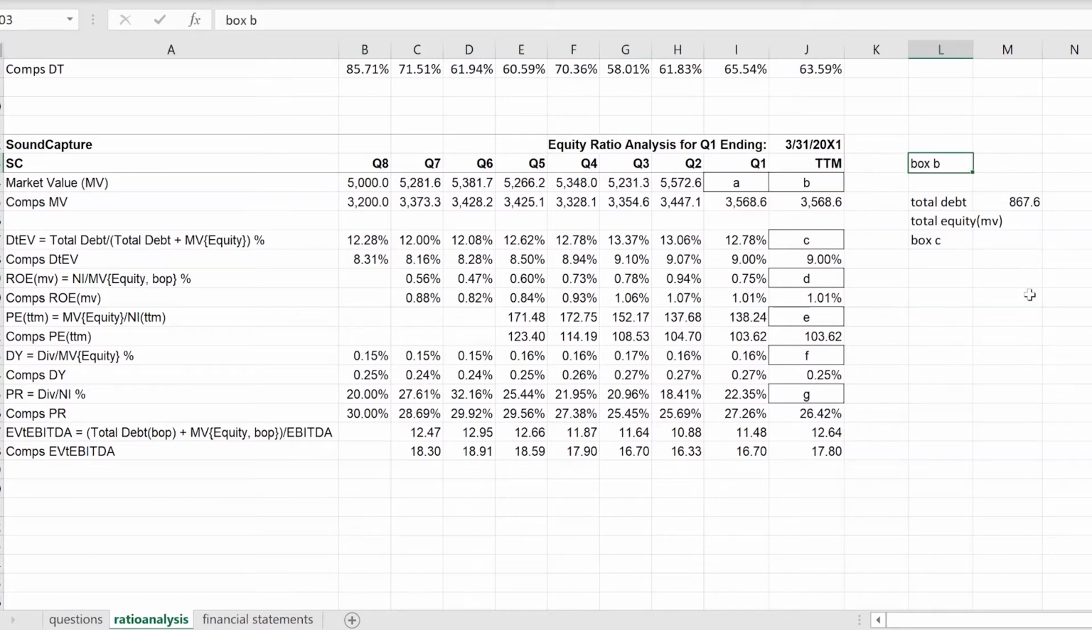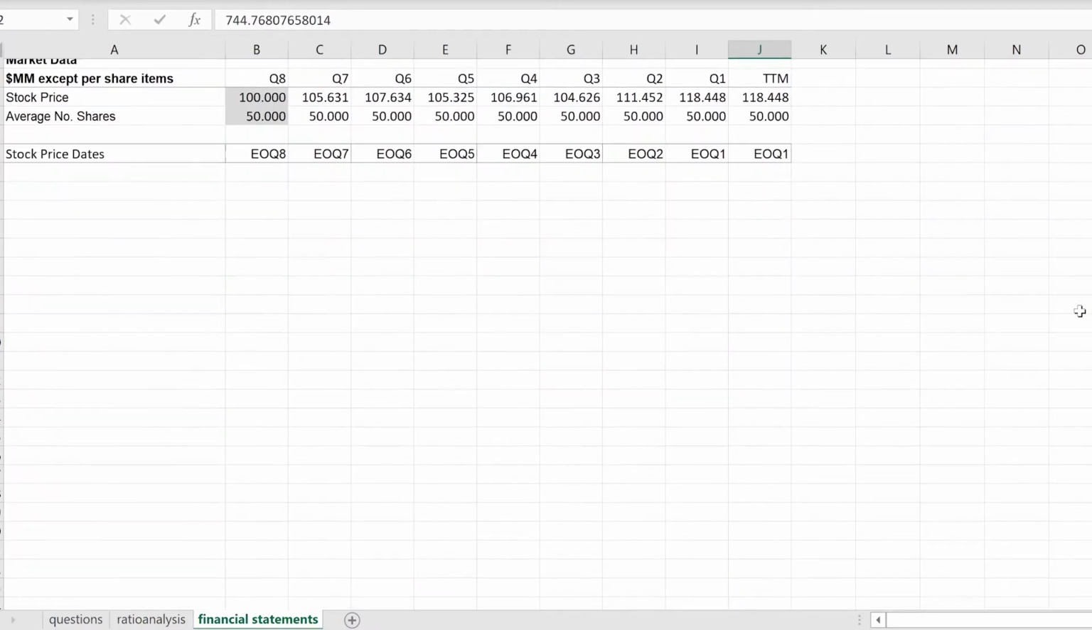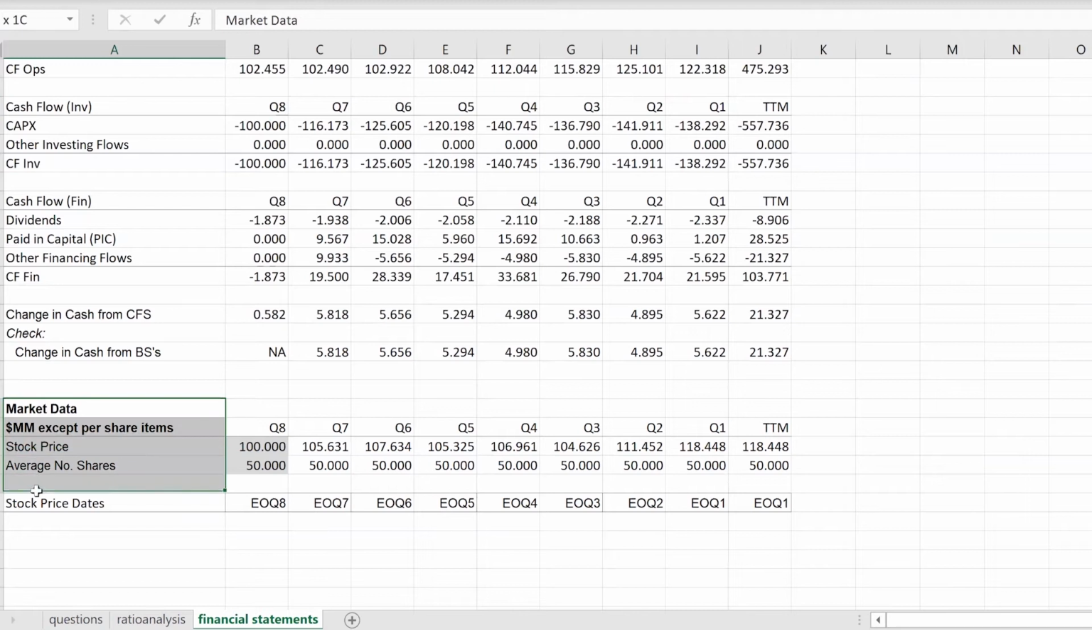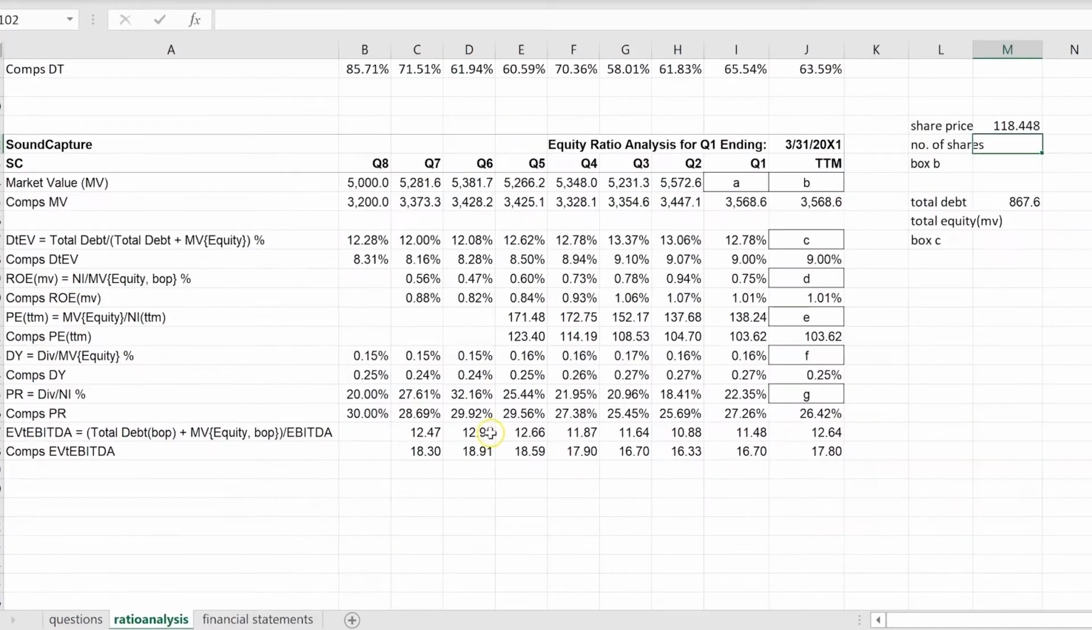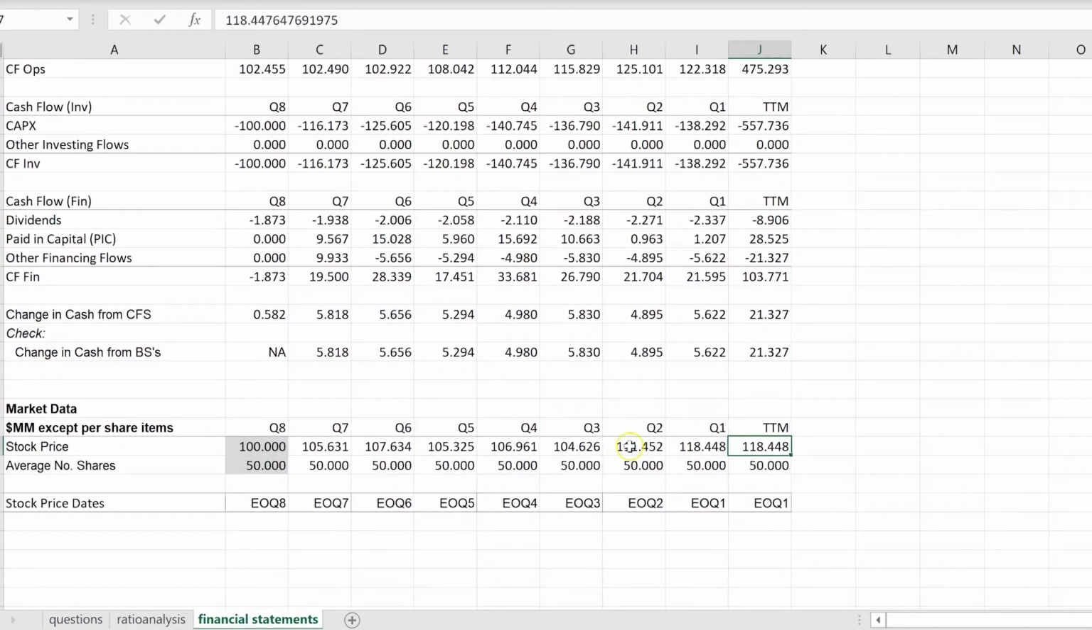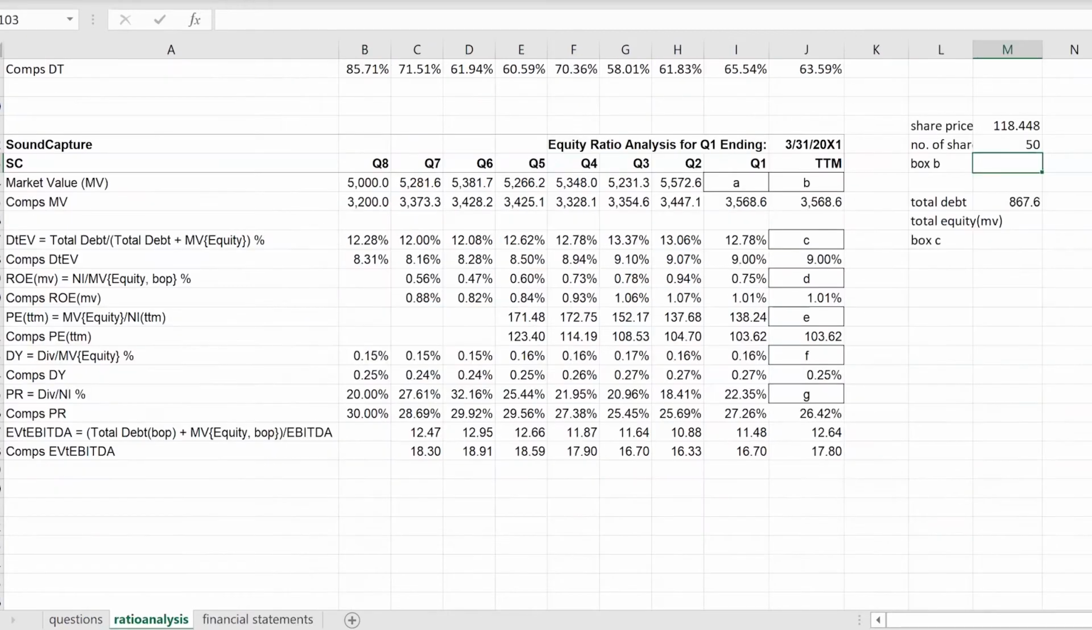So to solve for total equity of market value, we are going to need the share price as well as the number of shares. All right, so we'll go find this on the financial statements. Way down here, we should have some market data available to us. Market data, and then right here's what we need, the stock price and the average number of shares. Right here we have the stock price, 118.448. Then looking at the average number of shares, that number is 50. And then to get the market value, we're just going to multiply those numbers together. Right, because there's 50 shares out there and each worth $118. If you were to add all those up together, that would be the market value of the equity of the company.